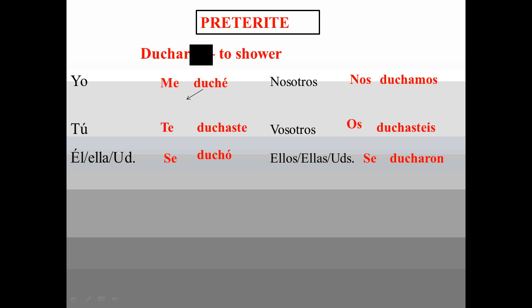Make sure you write this down on your note sheet as well. So the me and the duché have to be the same person. You cannot have te duché up there, okay? If you had te duché up there, that would basically mean I showered you. And I guess it would be okay if you're talking about like the mother showered the child.